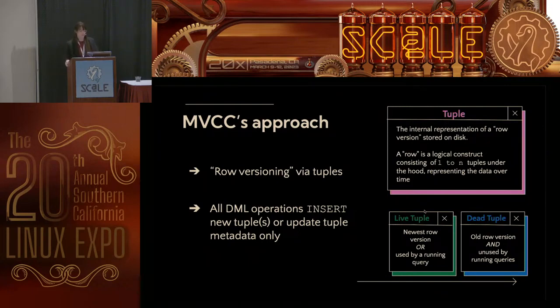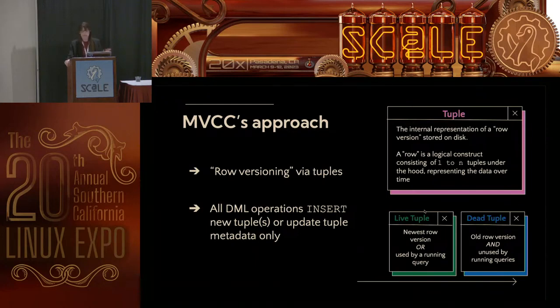There are 2 types of tuples, live tuples and dead tuples. A live tuple is the newest row version of that data, or a row version that's still being used by something. So even if it's outdated, there's maybe a 30-minute select query running for analytics purposes. That row is still necessary because that query needs that version at that time.